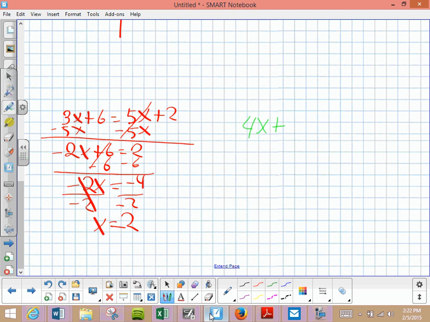I'm going to make this up. 4x plus 5 equals 25. All right. I want this x right here. Do you see it? I want it by itself. I don't want anything else. I don't want a 5. I don't want a 4. I want it by itself on that side. How do I get rid of the 5 first?